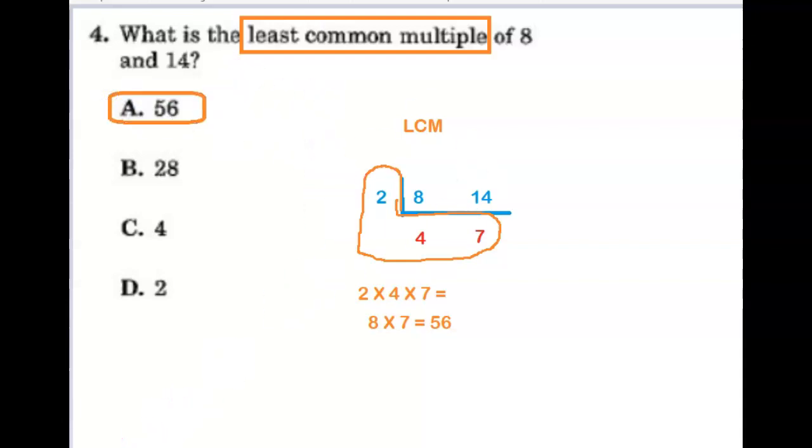All right, that's number 4. Now, if this was asking for the GCF, greatest common factor, I would just take this left side, right? I wouldn't have to do all this. LCM, you make that L shape. This kind of looks like an L, right? Like a blocked L. Now, if it's GCF, I would just take the 2, and that would be my answer. But we're looking for LCM on this one.